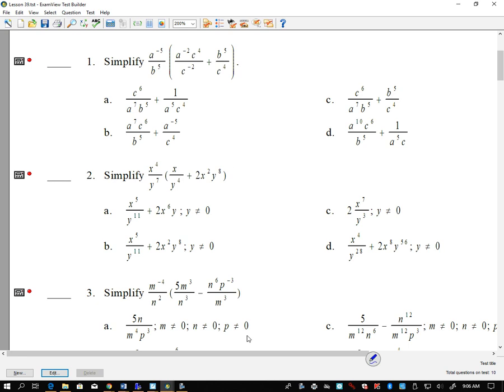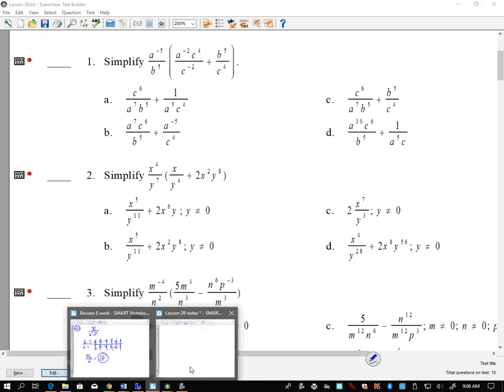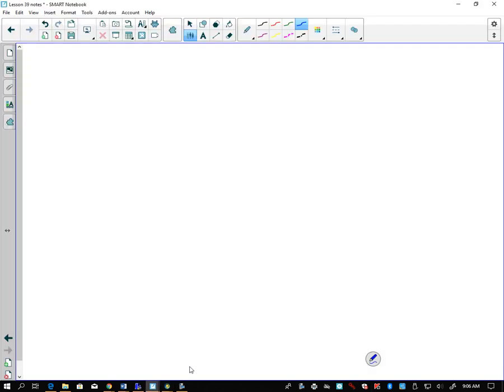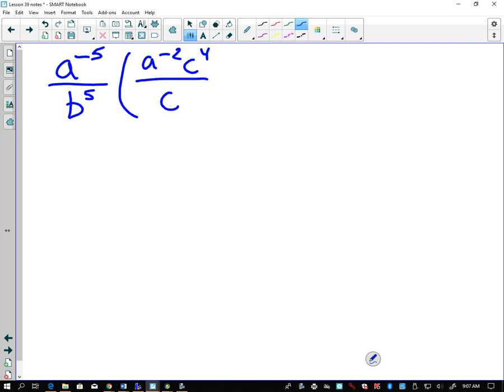Okay, so I'm going to go back to this page. I'm going to write this up here. Okay, so we've got a to the negative fifth, so that's a negative exponent, over b to the fifth, that's positive. Okay, we've got a to the negative second, c to the fourth, over c to the negative second, plus b to the fifth, over c to the fourth. Okay.